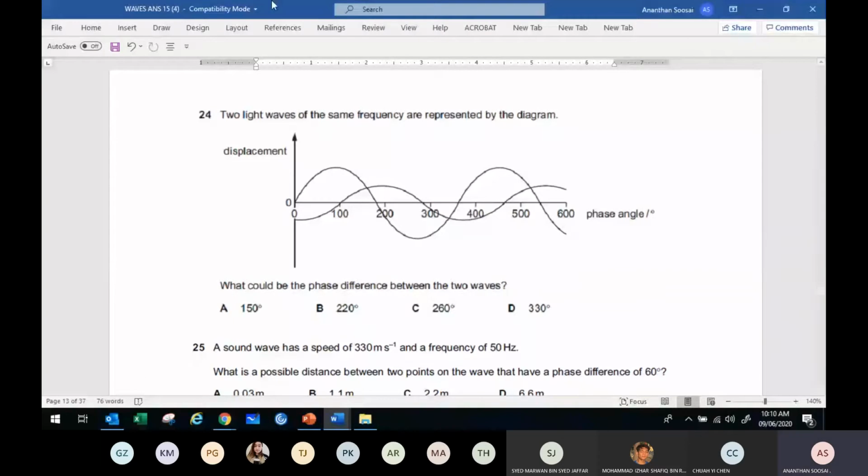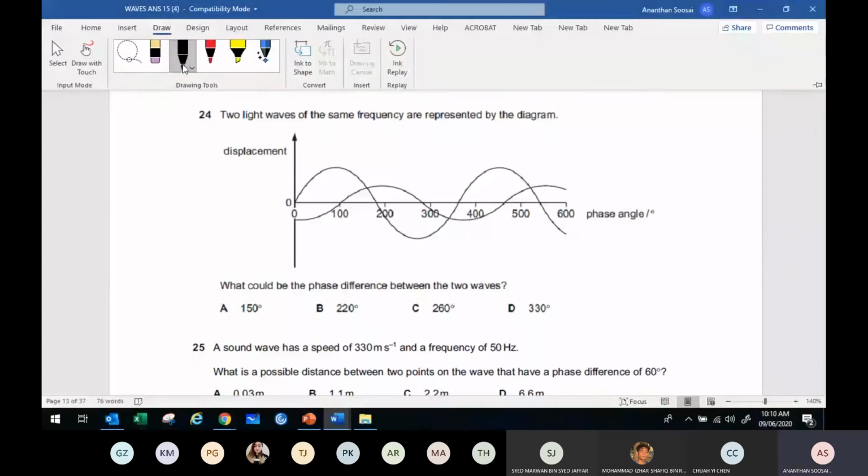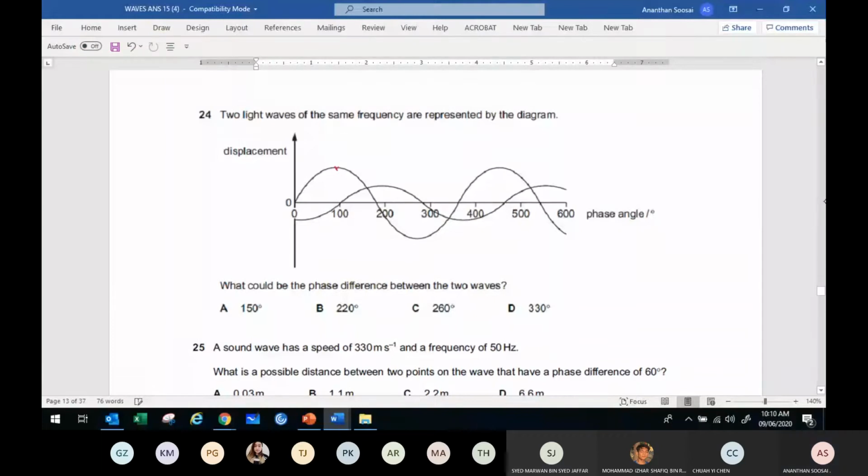So this is phase difference. For phase difference, you must choose two identical points. You can go for crest to crest, or you can use these two points too. These two points are also a phase difference, the two identical points. In this case, the phase difference is found to be 100 degrees.